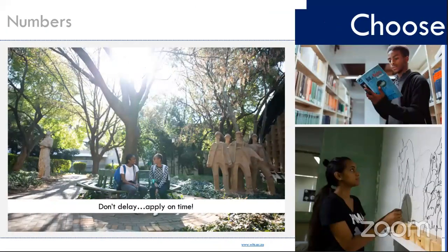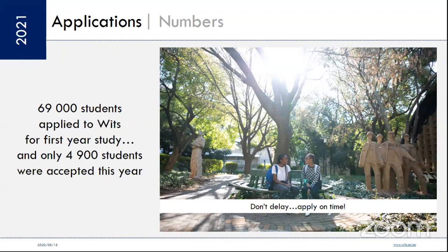As much as we would like to admit everyone that applies at Wits, based on whether you make it into the qualification or not, the reality is that we, just like any other institution, have limited resources. You can see on the screen that we received 69,000 applications. Keep in mind that one learner gets chances to apply for 3 qualifications, so you can just do the maths there. So 69,000 applications for first year, and we only had spaces for 4,900. And that is the number of learners that we accepted this year.